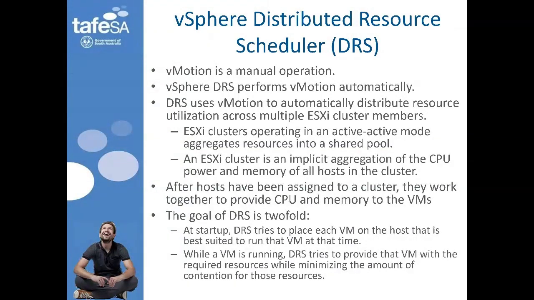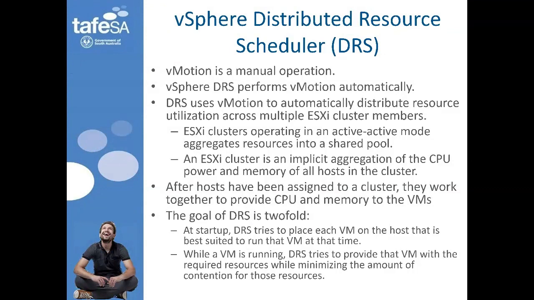Okay, so instead of having this much pool for this ESXi, that much resource on there, we combine it together, so we just see a big pool of resources, and DRS just moves things around to make sure it's all being utilized correctly. An ESXi cluster is an implicit aggregation of the CPU power, memory, and all of the hosts. So aggregation means combine, if you don't know what that means. After a host has been assigned to a cluster, they work together to provide CPU and memory to all the VMs. The goal of the DRS is twofold.